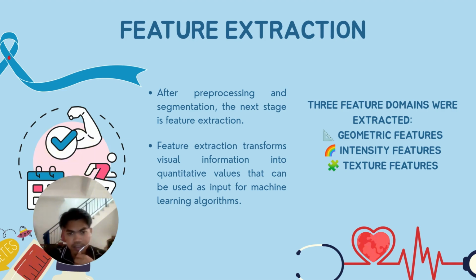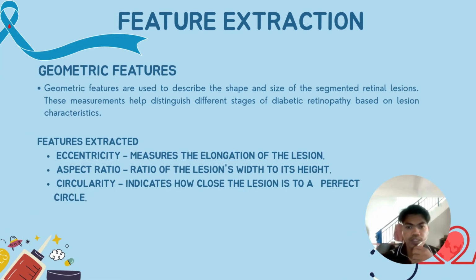Feature extraction transforms visual information into quantitative values that can be used as input for machine learning algorithms. Three feature domains were extracted in this project, including geometric features, intensity features, and texture features. Geometric features are used to describe the shape and size of the segmented retinal lesions. The features extracted from this domain include eccentricity, which measures the elongation of the lesion, aspect ratio, which is the ratio of the lesion width to its height, and circularity, which indicates how close the lesion is to a perfect circle.